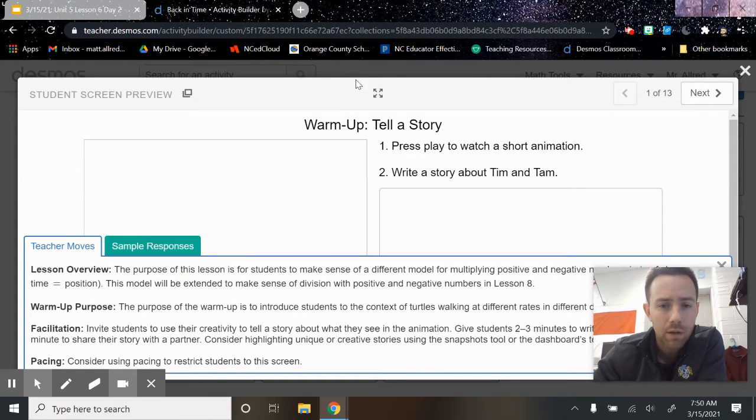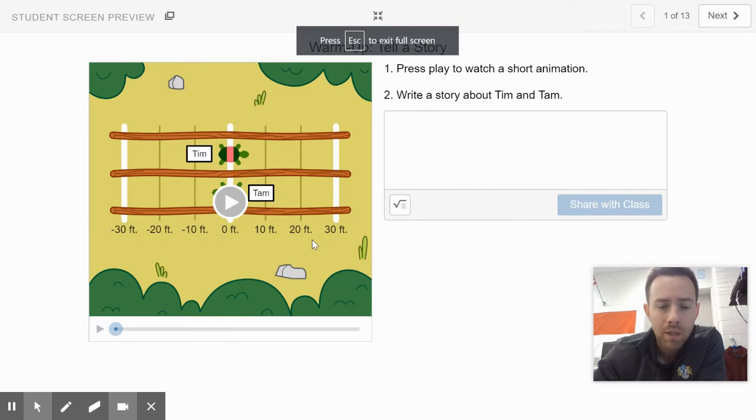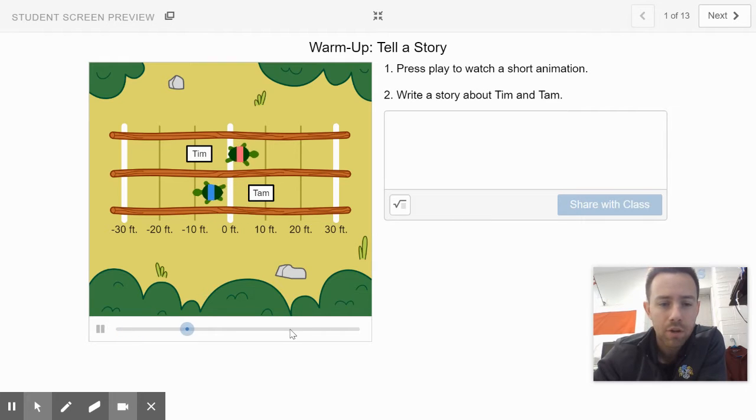We'll start here with slide 1, which is the warm-up. In slide 1, your job is to press play to watch this short animation with Tim and Tam, and then to write a story about Tim and Tam. So I'll play it for you here. You can see they're going kind of in opposite directions. Please notice there's a number line on the bottom of the, I guess you can call it a track. And on one side, it's negative 10 feet, negative 20, negative 30. The other side's 10, 20, and 30.